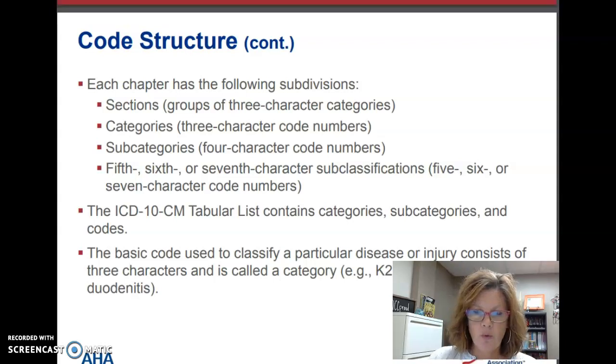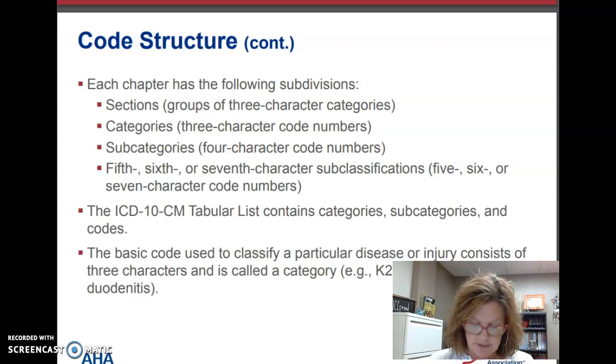Okay, so what I want you to do in the tabular, again, your tabular is the second part of the book, I want you to look for code J96. Again, you have to go to the back part of the book. This is the tabular section, and look for this code. Pause the tape until you get there, and then again, okay, so now we're at J96.